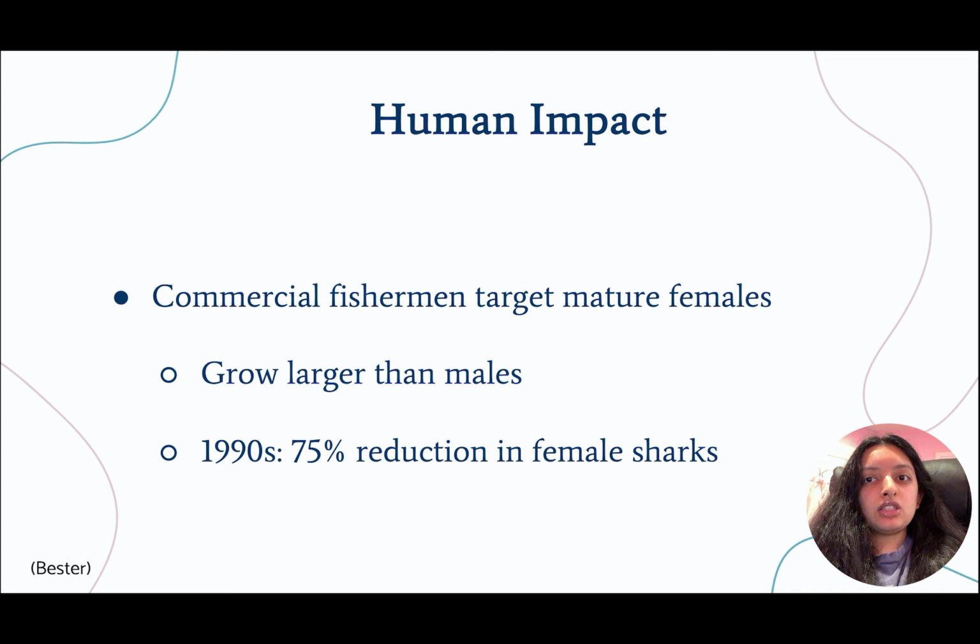Commercial fishermen mainly target mature females of this species as they grow to larger sizes than males. In the U.S., the dogfish fishery heavily increased in the 1990s, which led to a 75% reduction of mature females and subsequently a record low number of pups born.